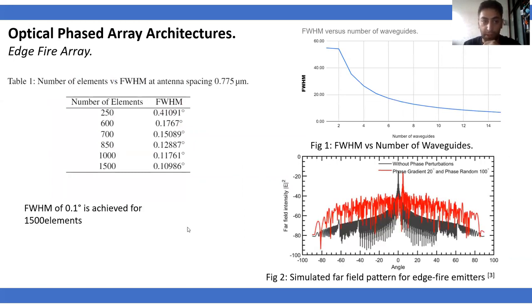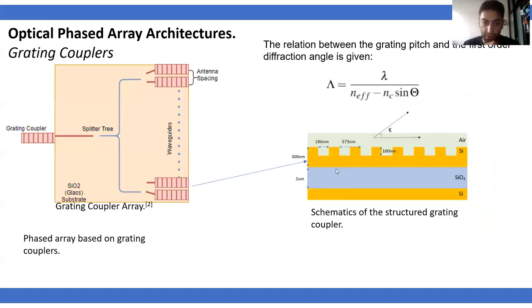The simulations have been done for this HFire system, and it is shown that the 0.1 degree full width half maximum is achieved when using 1,500 elements spaced at a distance of 0.77 micrometers. And in this graph, you can see the relationship between the number of waveguides and the full width half maximum. Also, the far field intensity was simulated, and the random phase perturbations were also taken into account, because in real life scenarios, we will not have the uniform far field, but rather the perturbations in the systems.